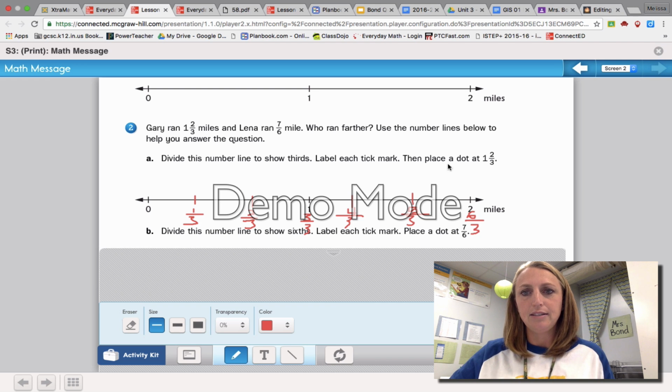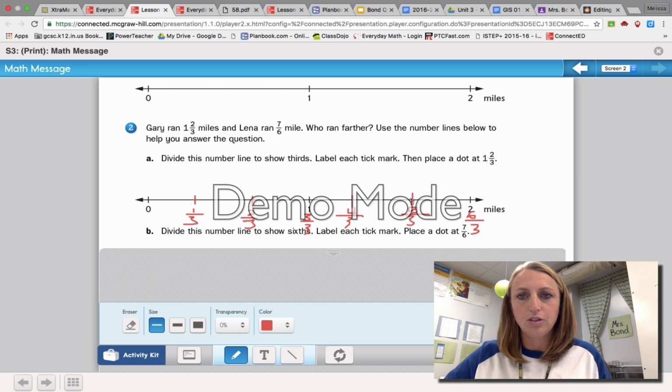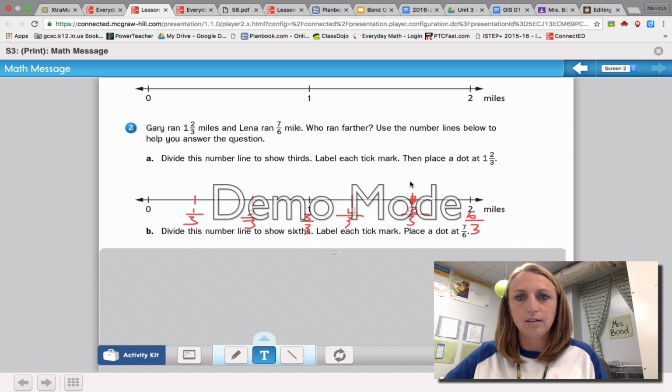It says then place a dot at 1 2/3. Well, here's our 1, and then 1/3 and 1 2/3. So here's our dot at 1 2/3. Okay, so there's our first. That's Gary. 1 2/3 is Gary.